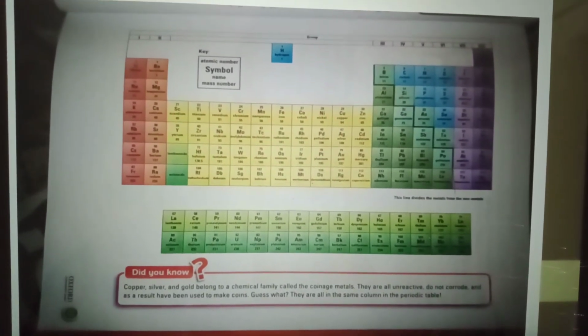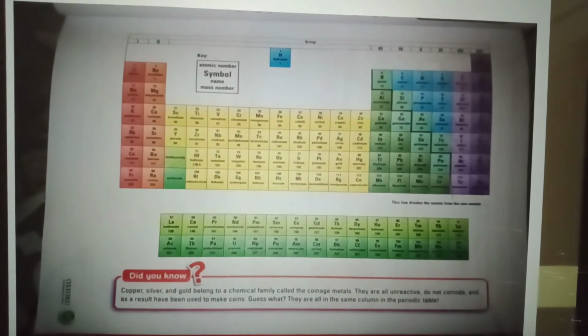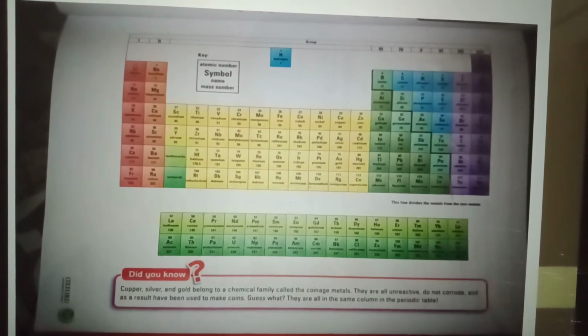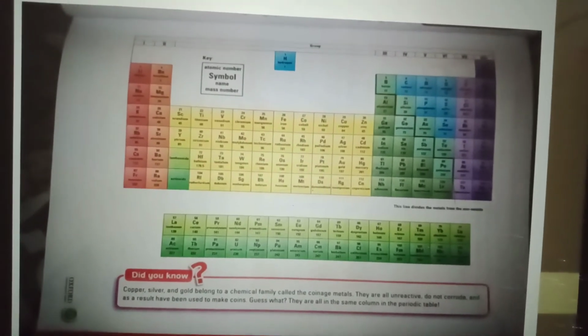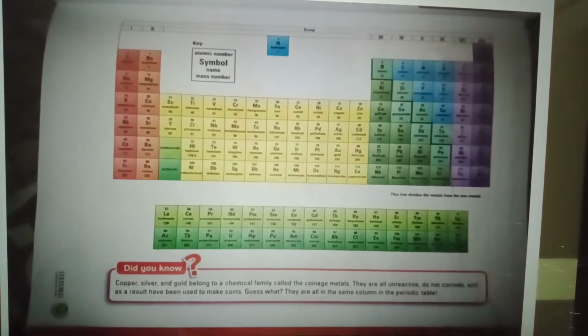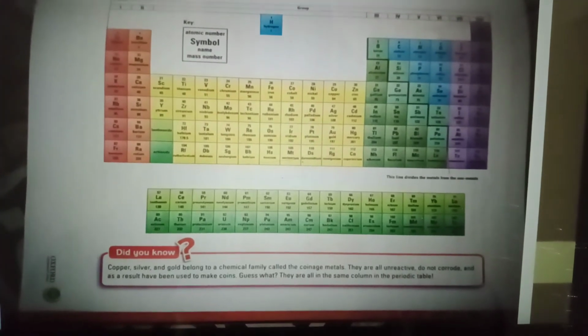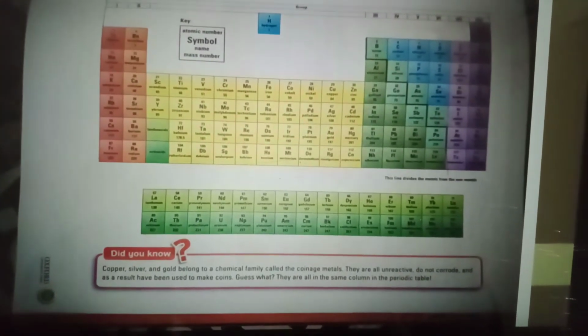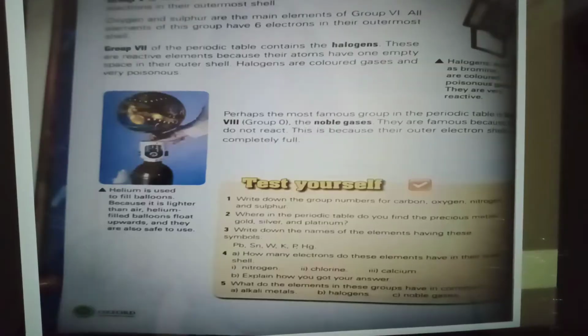The second question is, where in the periodic table do you find the precious metals gold, silver and platinum? So you will check from the periodic table on textbook page 39 and you will write the group number.